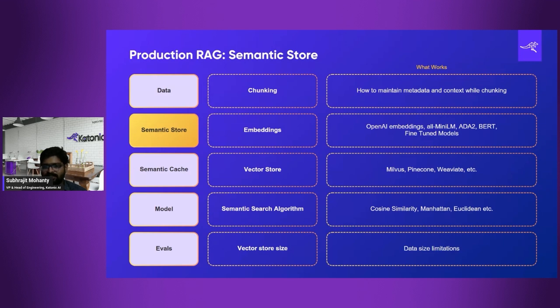To search through our vector store, we use semantic search algorithms. These algorithms such as cosine similarity, Manhattan, and Euclidean help us find the most relevant data points based on semantic similarity. It's like having a super smart librarian who knows exactly where to find what you need.